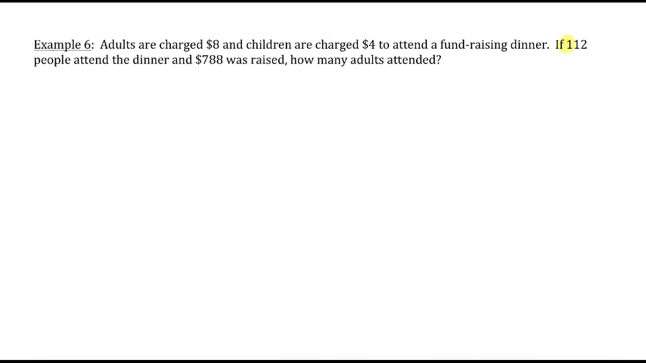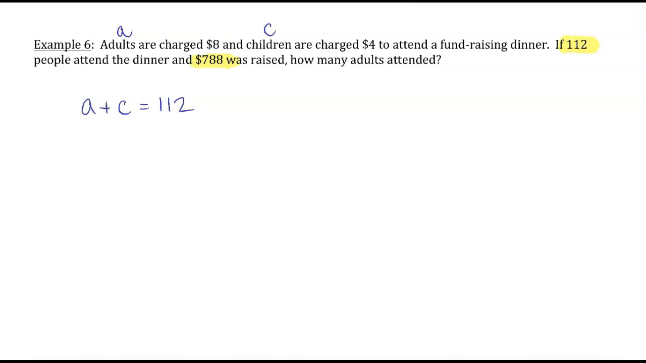Let's start with the fact that 112 total people attended. If we let the number of adults that attended be the letter A and the number of children that attended be the letter C, we can write the equation A plus C equals 112 for the total number of people that attended the dinner. We also know how much money was raised, $788.